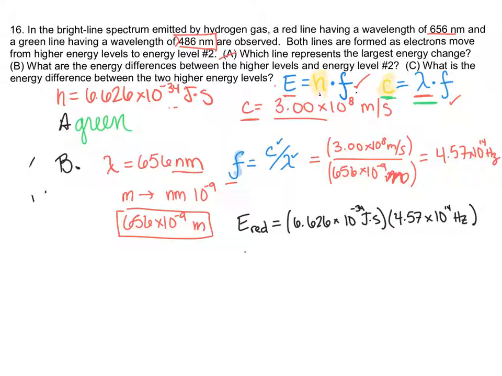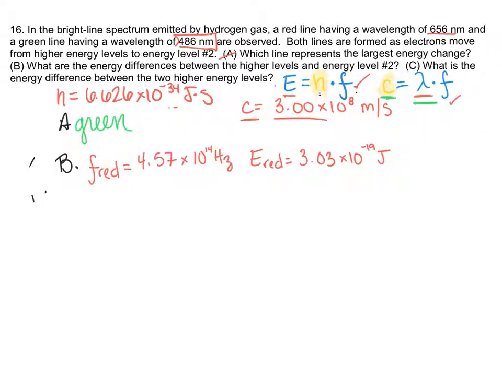When I plug that into my calculator, I should get 3.03 times 10 to the negative 19th joules. And if you want to do a quick unit check, you have a joule times a second times 1 over a second. So your seconds cancel out, your unit should be joules, and that is a measure of energy.